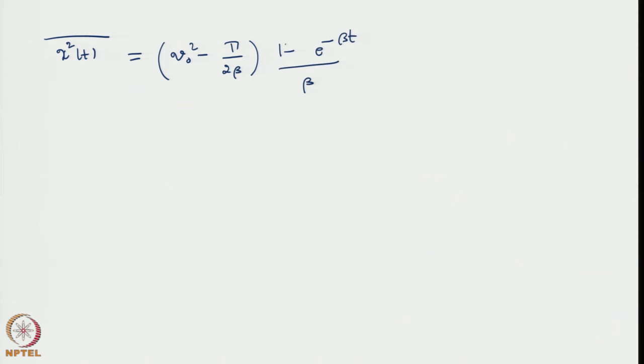So, finally, the x square t and some leverage is going to be V naught square minus gamma by 2 beta into 1 minus e to the power minus beta t by beta whole square. One term, and the second term is gamma by beta square into t minus 1 minus e to the power minus beta t by beta.